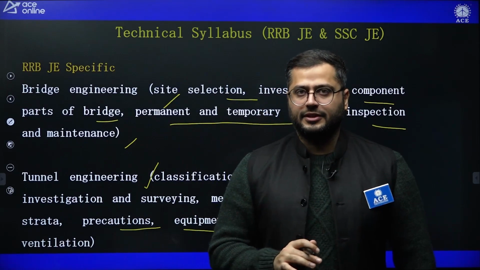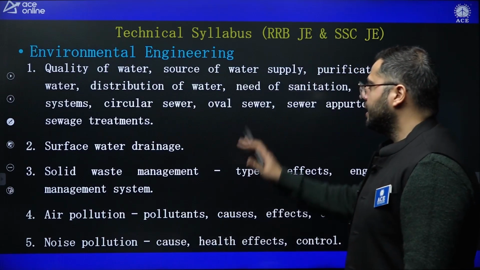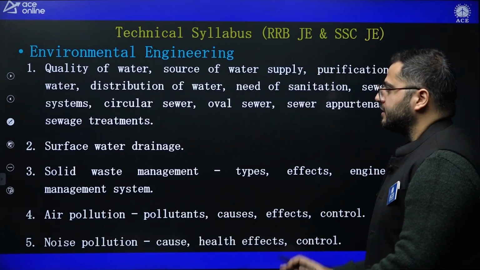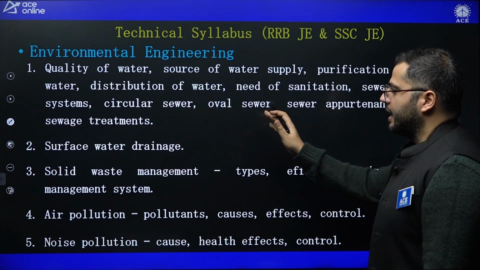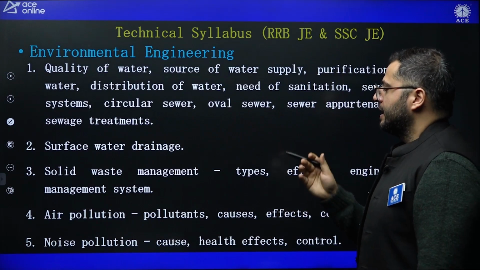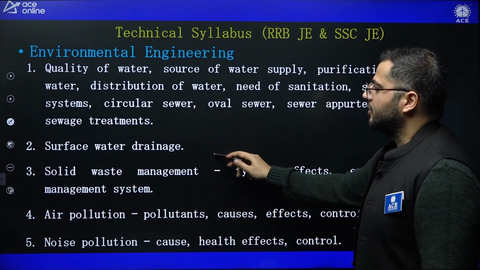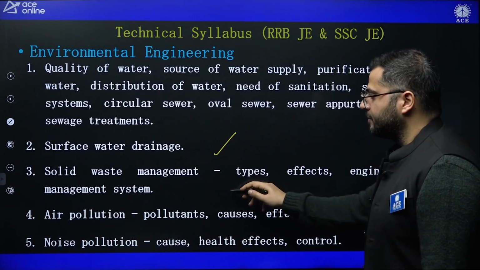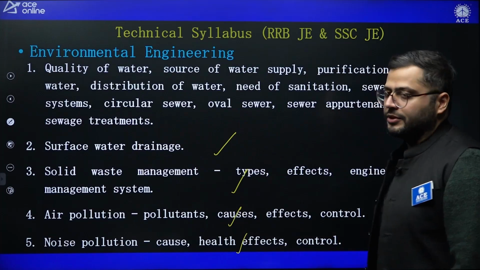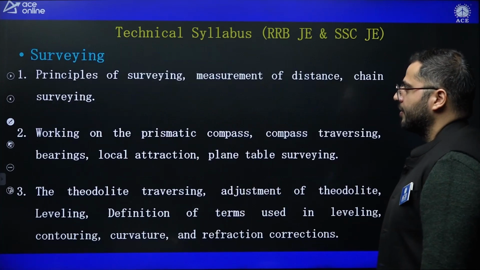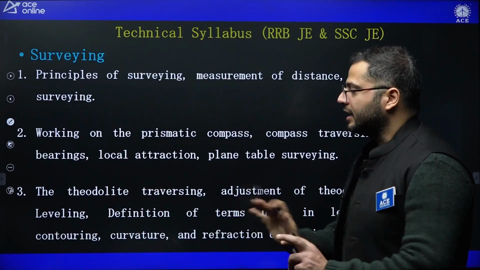All of these topics are to be covered in bridge engineering and tunnel engineering separately for the RRB JE examination. After that, environmental engineering, completely the same, right? Quality of water and water treatment, sewage treatment, right? Surface water drainage, solid waste management, air pollution and noise pollution. Everything is the same. Surveying, again the same.